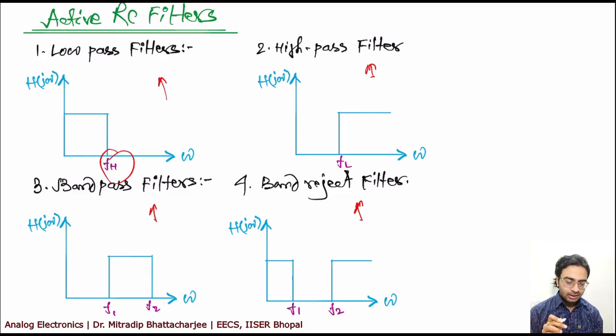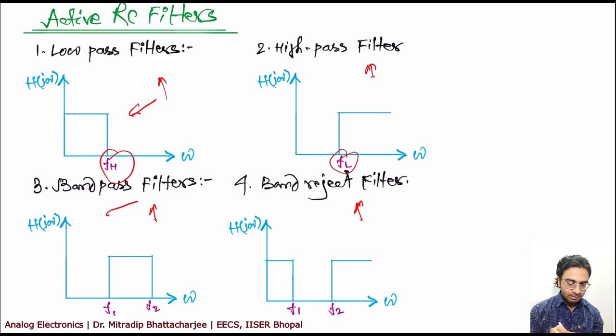Similarly, in the case of a high pass filter, this filter allows frequencies beyond a certain point, just opposite to the low pass filter. The low pass filter stops the signals beyond a certain frequency. However, the high pass filter allows the signals beyond a certain point. In this case, this is known as FL.